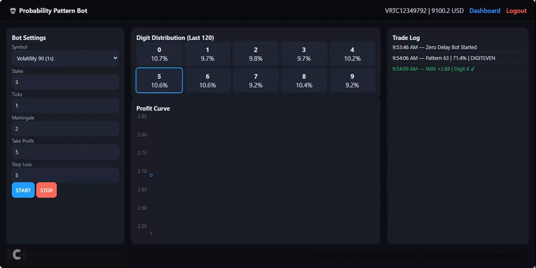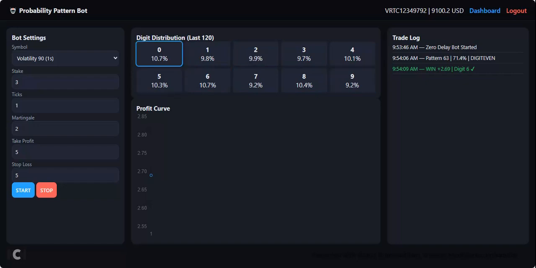One of the most interesting features is the even and odd probability tracking. The bot automatically calculates how often even digits and odd digits occur within the analyzed data. If the probabilities begin to shift, traders can use that insight to build short-term trading strategies based on statistical momentum.